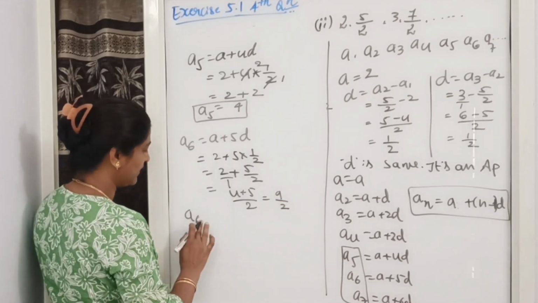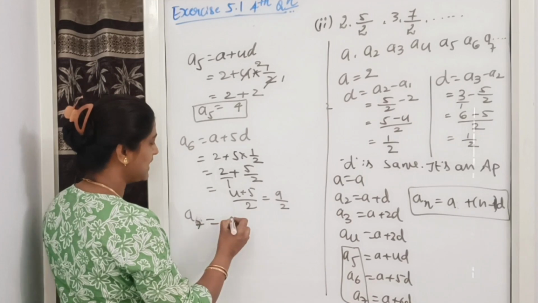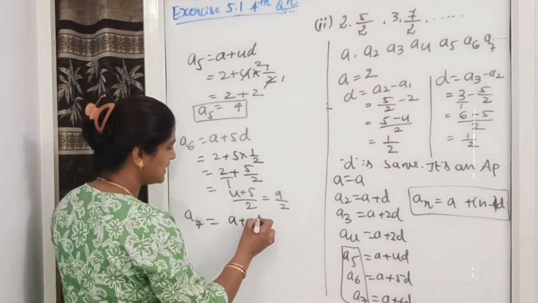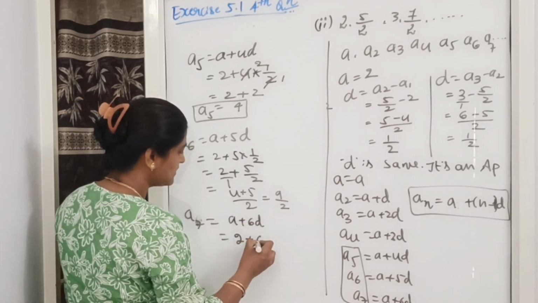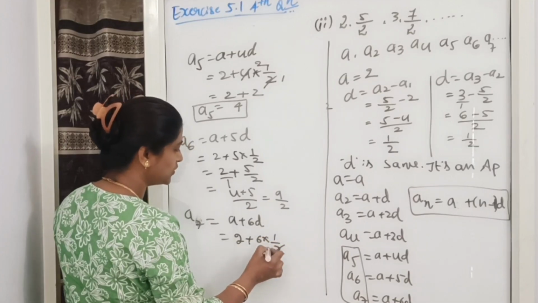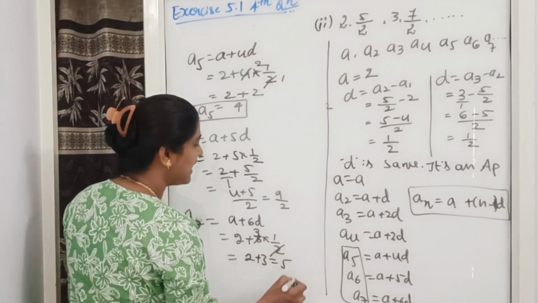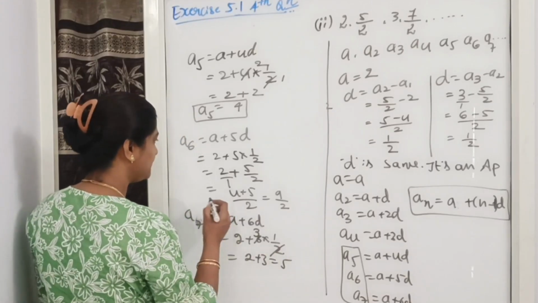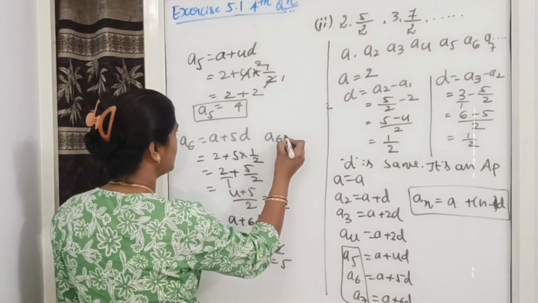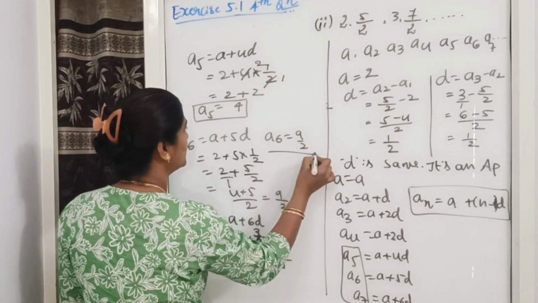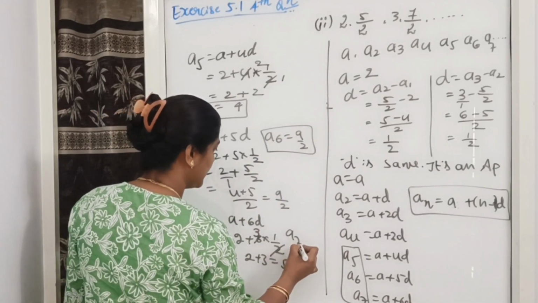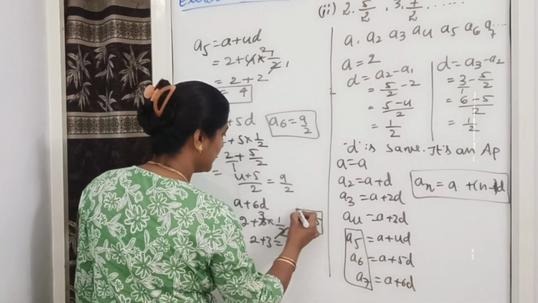And the next is A7, that is A plus 6D. 2 plus 6 into 1 by 2. 2 1s are 2, 3s are 3, 2 plus 3 is 5. So we got A6 is 9 by 2 and A7 is 5, isn't it?